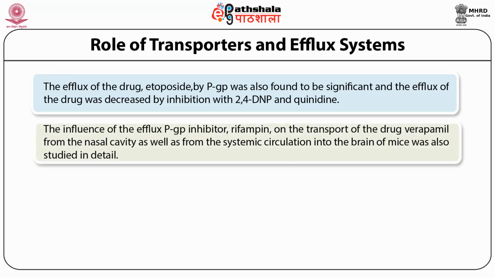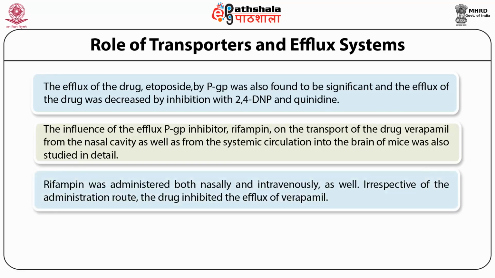The influence of the efflux PGP inhibitor rifampin on the transport of the drug verapamil from the nasal cavity as well as from the systemic circulation into the brain of mice was also studied in detail. In this study, rifampin was administered both nasally and intravenously. Irrespective of the administration route, the drug inhibited the efflux of verapamil.